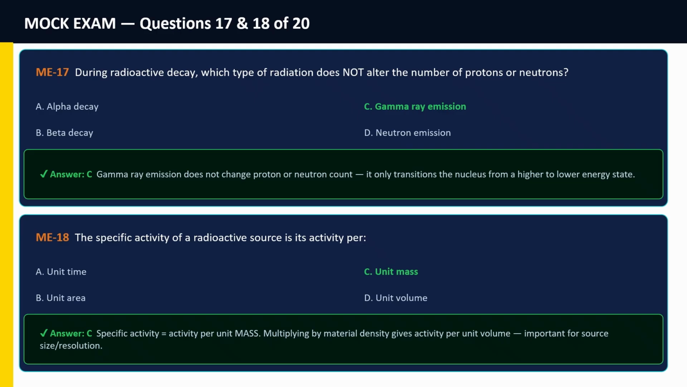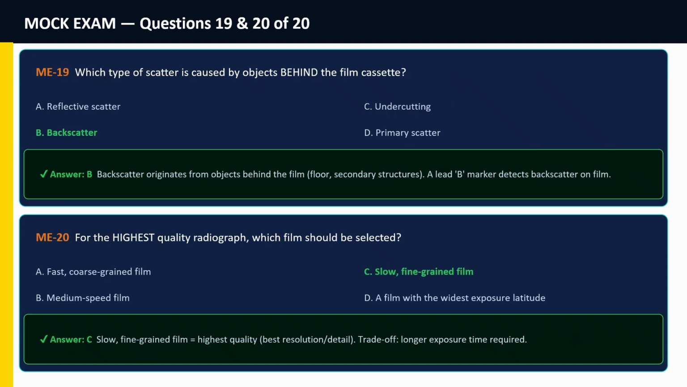That means a radiographic source is not described adequately by activity alone. The radiographer needs to understand both the radiation output and the physical source geometry. That relationship becomes especially important when optimizing image quality. The final 2 questions test scatter and film selection.